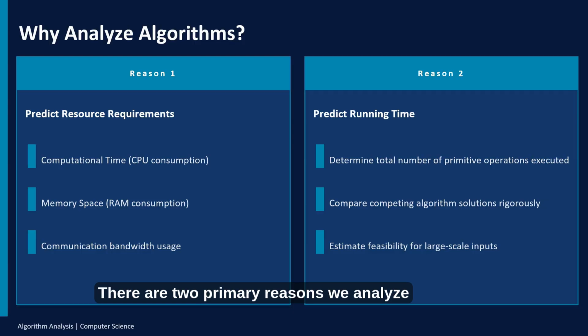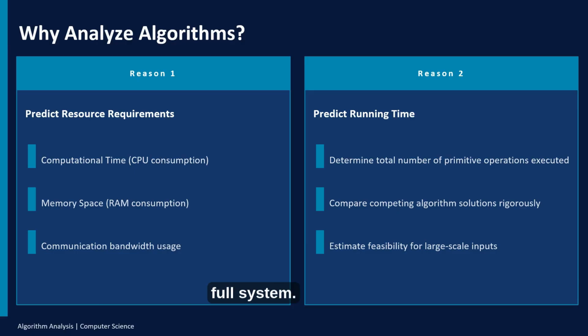There are two primary reasons we analyze algorithms' accuracy. First, to predict resource requirements. Before deploying a solution, we want to know how much CPU time it will consume, how much memory it will require, how much network bandwidth it will use. Algorithm analysis answers these questions mathematically, without requiring us to build and run the full system.